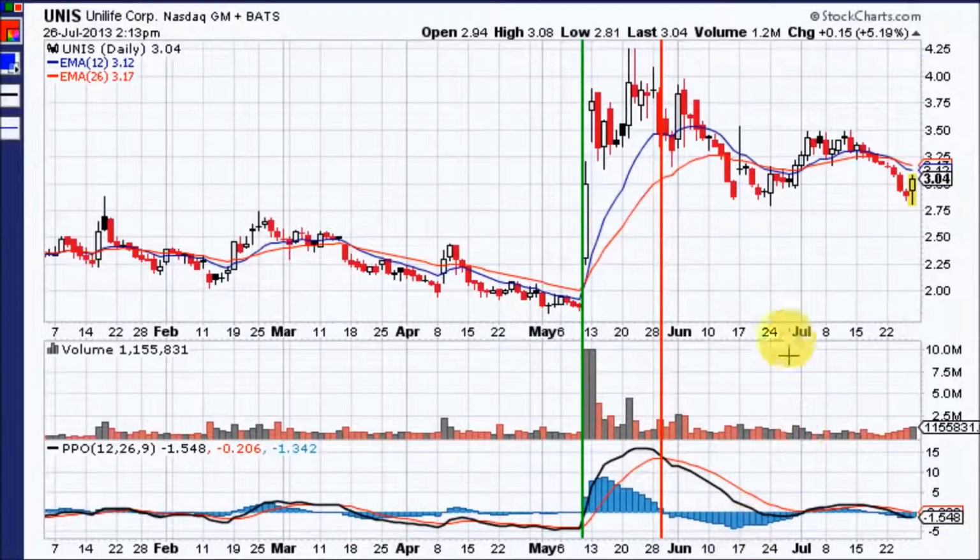Okay, then we get a little bit of a buy signal right here for a time, and the stock does go up. The PPO drops below zero, crosses back up through it, and that gave us that little pop right there. But then we got another negative crossover right here when the 12 EMA crossed down through the 26 EMA and the PPO dropped below zero.